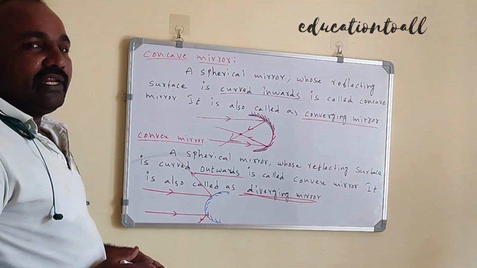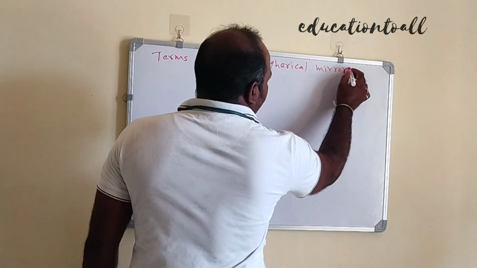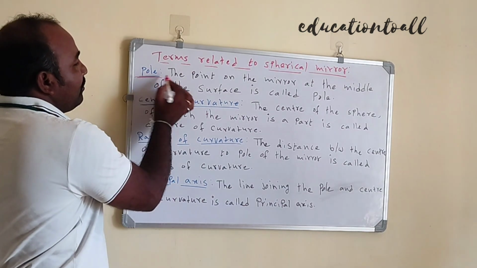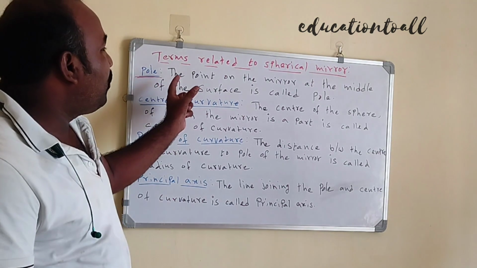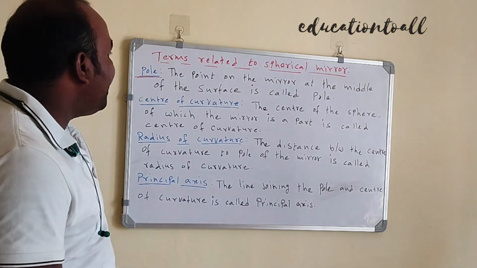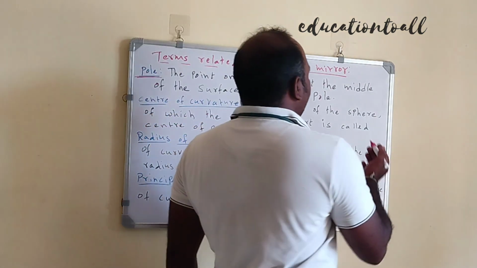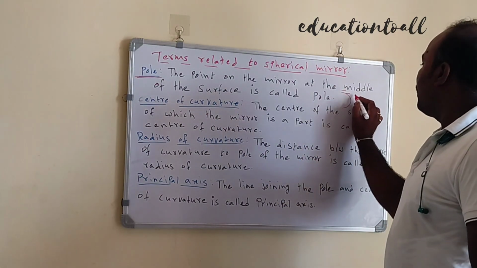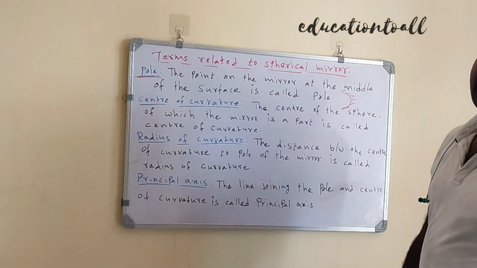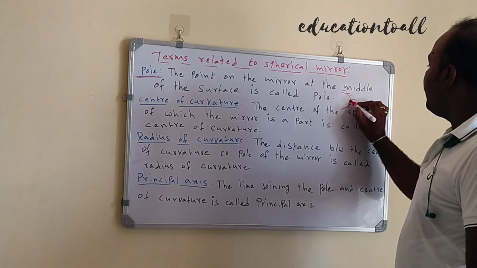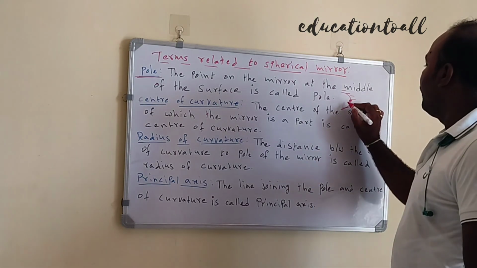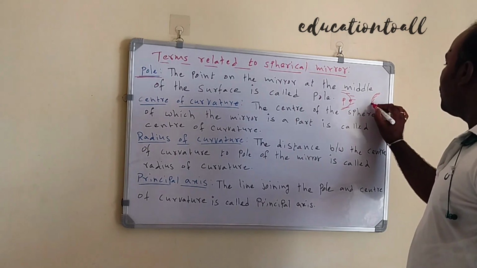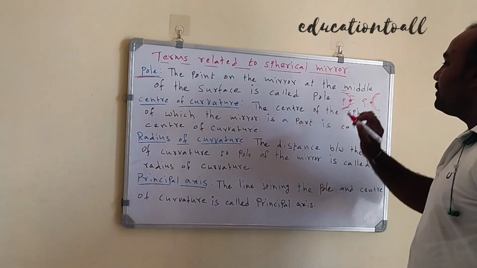Next, terms related to the spherical mirror. The first one is pole. The point at the middle of the mirror's surface is called the pole. For example, if you take a concave mirror, the pole is located at the center of the mirror. At the same time, in the convex mirror, this is the pole, located at the center of the mirror.